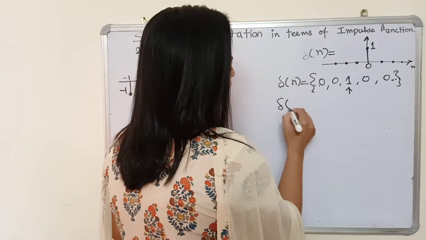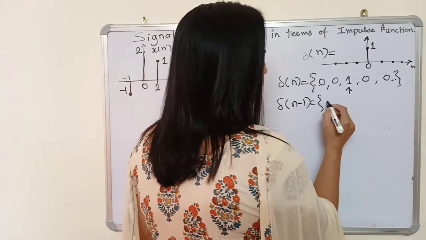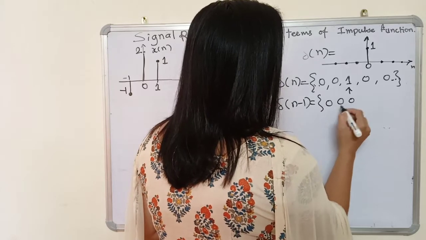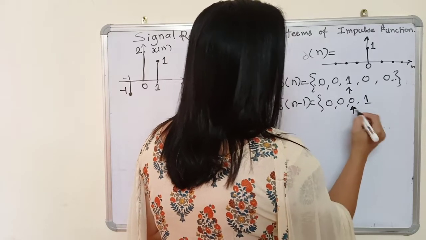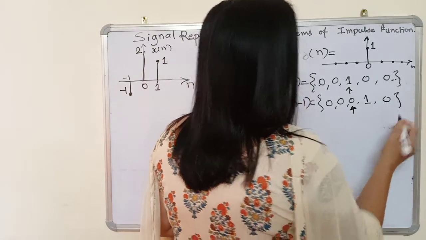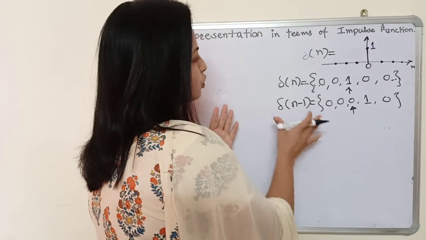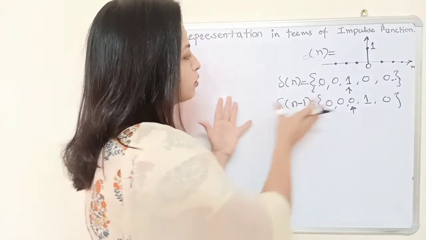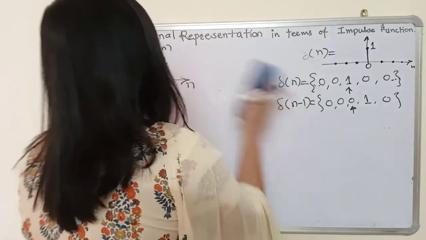You can have a shifted version, del of n minus 1. It is like 0, 0, 0, and this one shifted to this position, where this is the 0 position. So it is very simple to shift this signal and to observe it. This can be utilized to represent the signal.